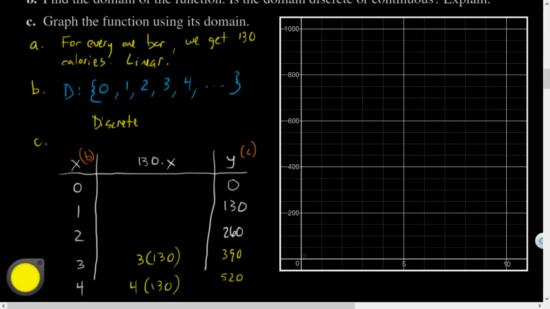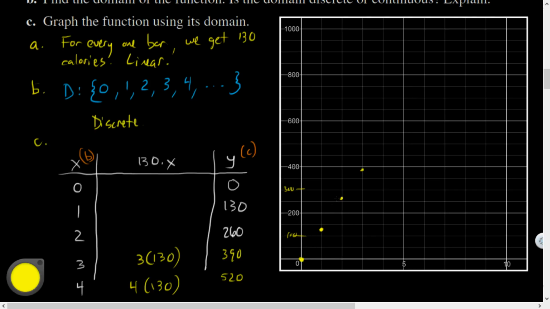So let's plot some points. So 0, 0, right there. 1, 130. That's going to be about here. Somewhere between 100 and 200, and I put it closer to 100 because it's not halfway between those. Then we've got 2 and 260, so that's going to be more than halfway between. Right, here's 300. And then 3 and 390. That's almost at the 400.